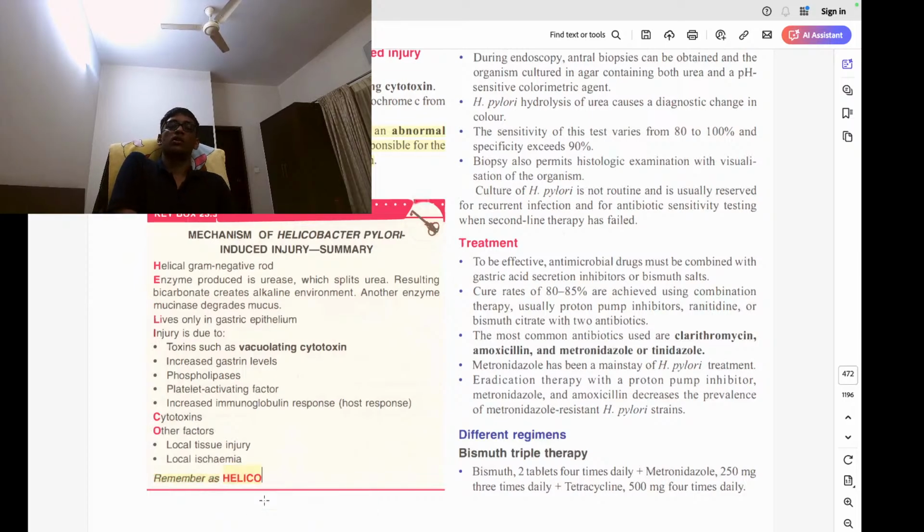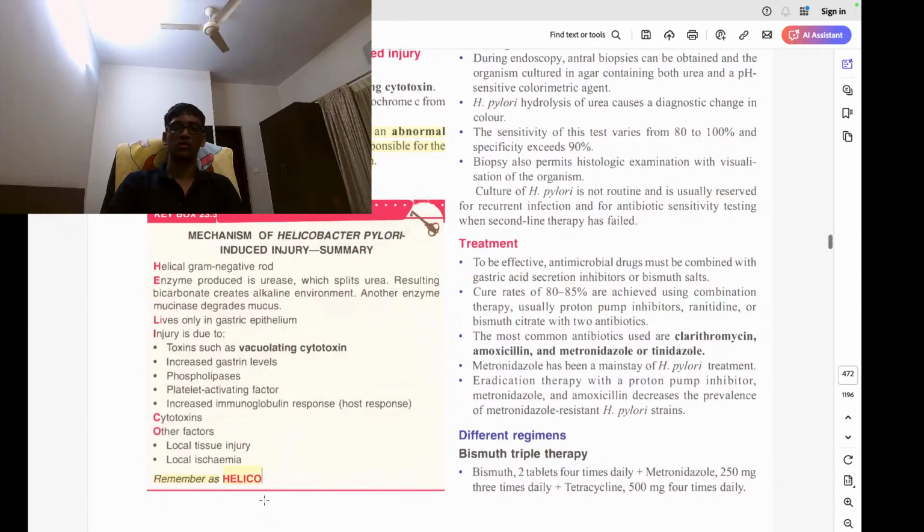So H is Helicobacter bacterium. E is enzyme producing urease. L is lymphocytes only in the gastric epithelium. I is injury, due to toxins, increased gastrin levels, phospholipids, platelet activating factor, increased immunoglobulin response, host response. C is cytotoxins, which is not that important, and O is other factors, local injury and local ischemia.